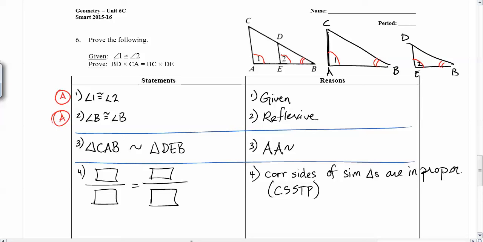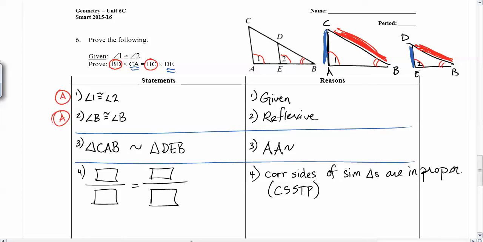We've got BD right here. Well, BD is this side over here. BD has to go with this side right here, CB, which is the same as BC, which is this one. Okay? Let's look at another side. CA is another side that's in the proof. So here's CA. That one has to go with DE. And here happens to be DE right there.